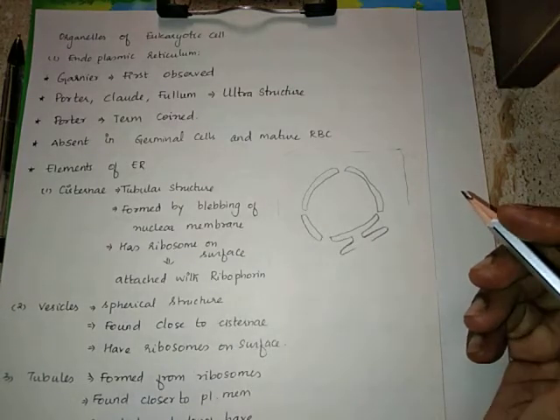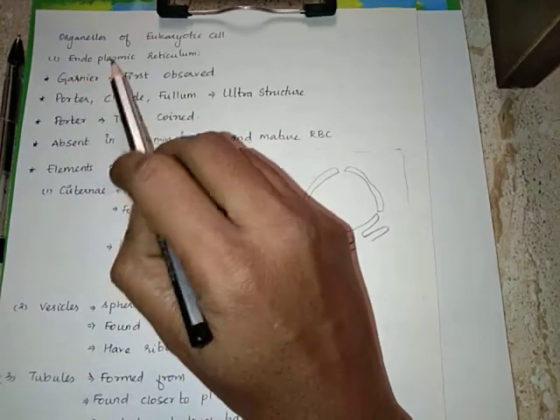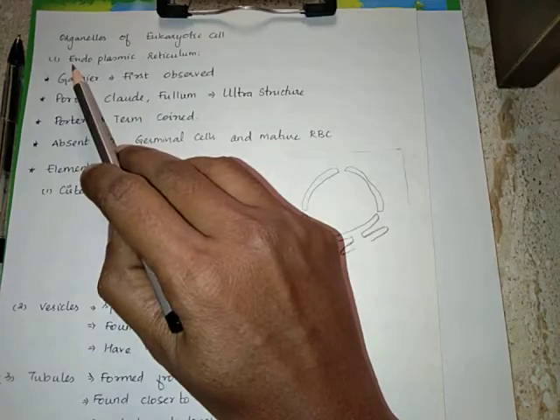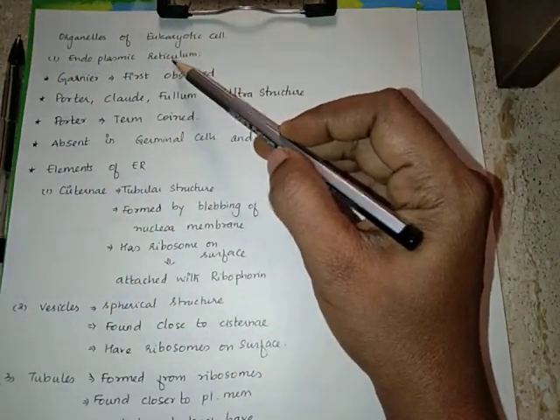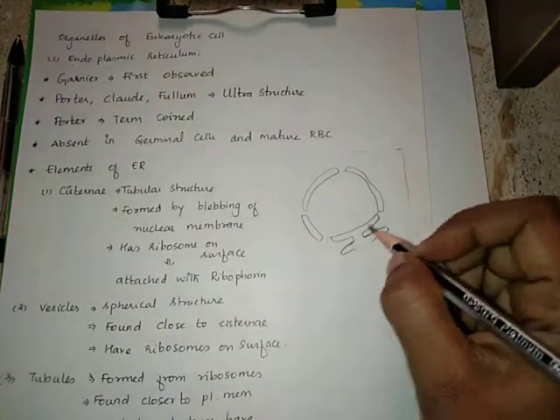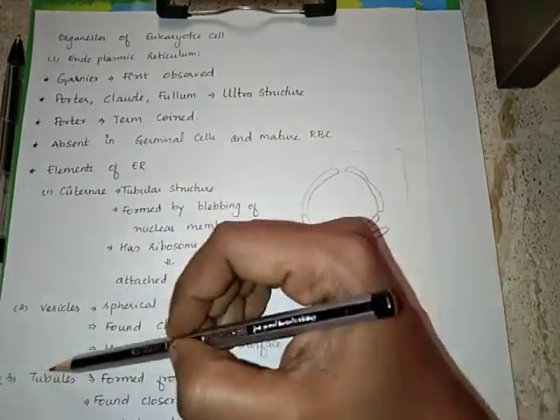They are called endoplasmic reticulum because they are found in the endoplasm, that is in the cytoplasmic part within the endoplasm part of the cytoplasm. And they are called reticulum because they form a network. And the endoplasmic reticulum can be present in three forms, that is cisternae, vesicles and tubules.